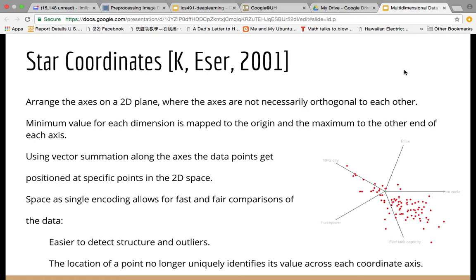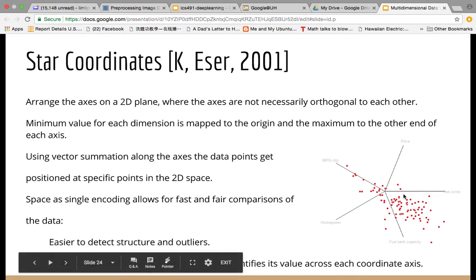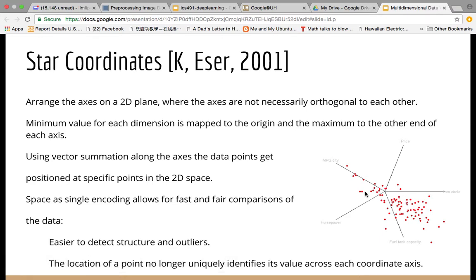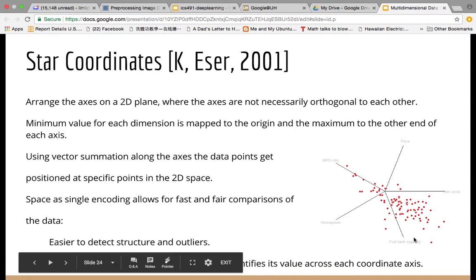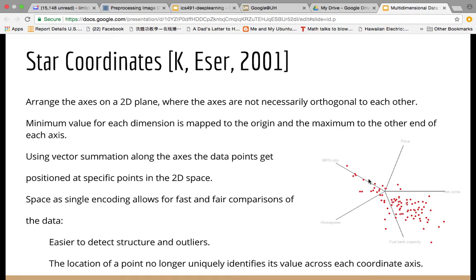This is a little bit different from the other graphs. Here, they put all the axes in the graph, but the axes don't have to be orthogonal to each other. So you can see here, this is miles per gallon, this is price, horsepower, fuel tank capacity, and turn cycle. When you finish looking at the visualization, elements that are very similar to each other get together. So all of these cars here are similar, and all of these cars are similar.